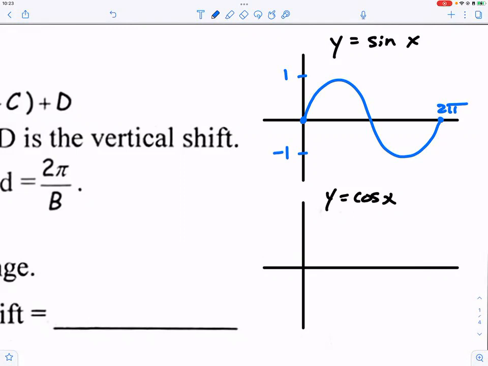And for cosine x, it starts at one. So it goes down and goes up, and it finishes the graph at x equals 2 pi, and the lowest point you can hit is -1. So that's the kind of resolution I want you to have for your quick sketch.